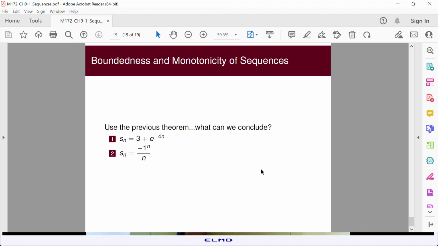Number one is S sub n is equal to 3 plus e to the negative 4n. And number two, S sub n is equal to negative 1 to the n over n.